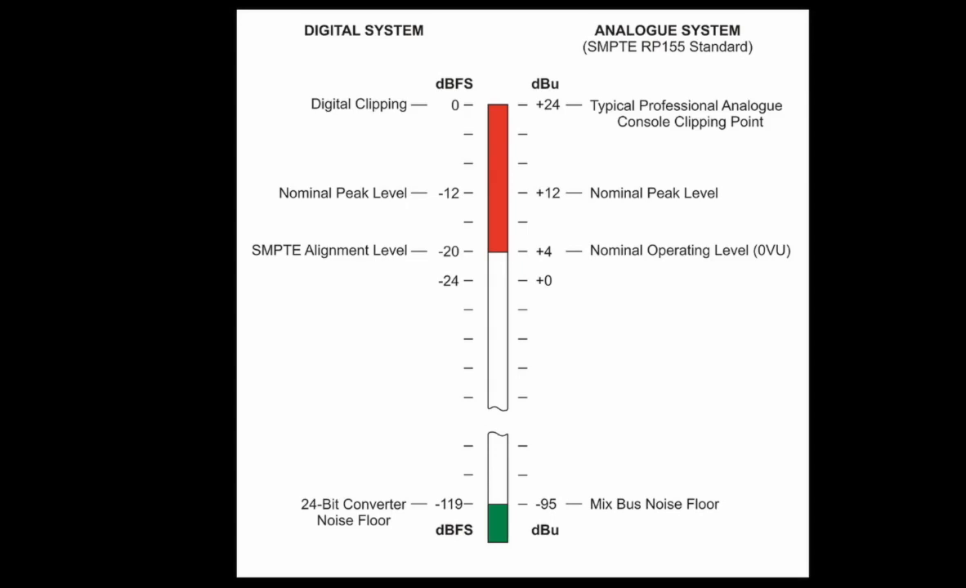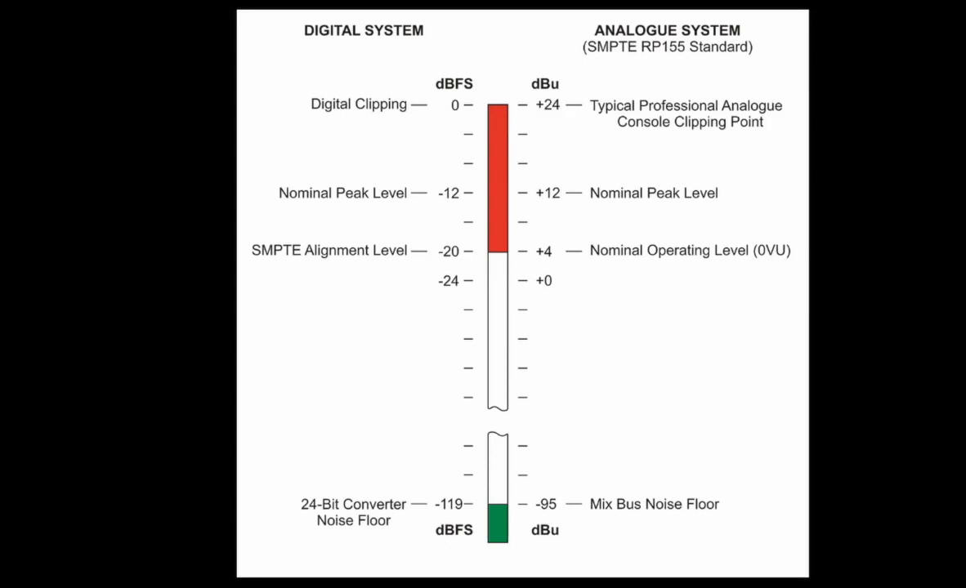Now with analog, you can see just where the red line starts. +4 was the nominal operating level at 0 VU. And this was always, with analog, a good aim of where to get your inputs coming into your mixing console. And you can see there with digital systems, it relates to about -20.